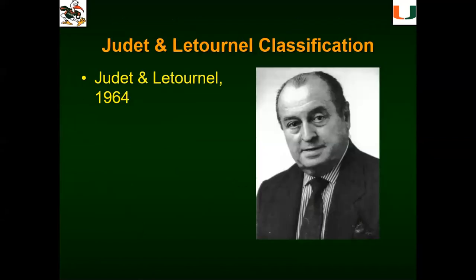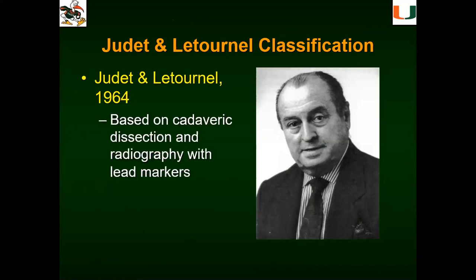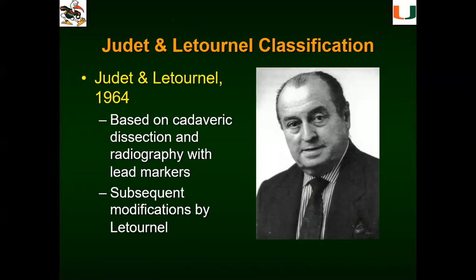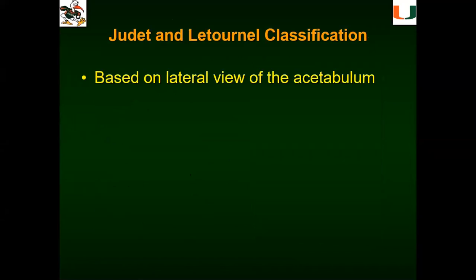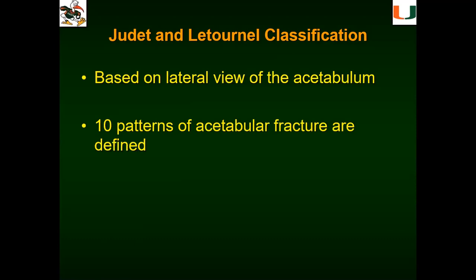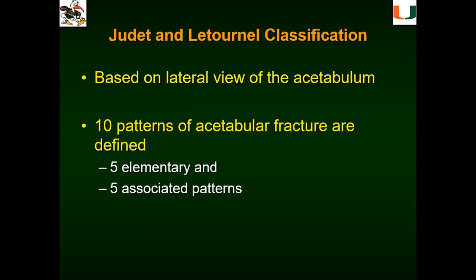If we look at the Judet and Letournel classification, again, it's been around for quite some time. It was based on cadaveric dissection and radiography with lead markers, and then Judet's initial work was further modified by Letournel. So if you look, and this pertains to the first question of the lecture, the classification is based on that lateral view of the acetabulum, and they identified 10 basic patterns of acetabular fractures, grouped into two categories. 5 are simple or elementary, and 5 are complex or associated.